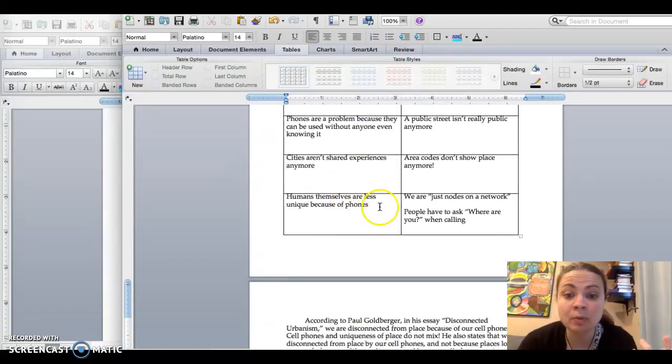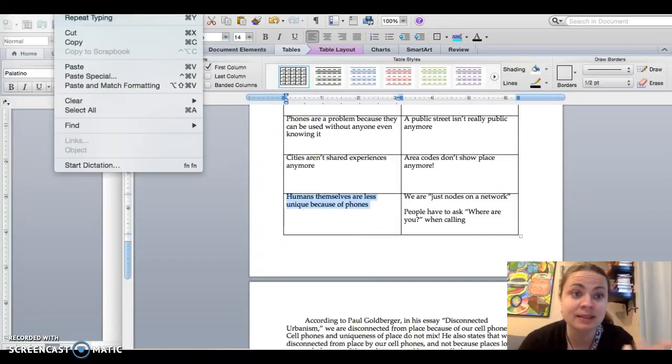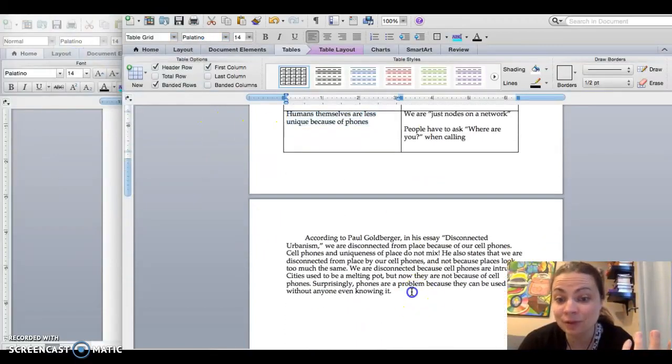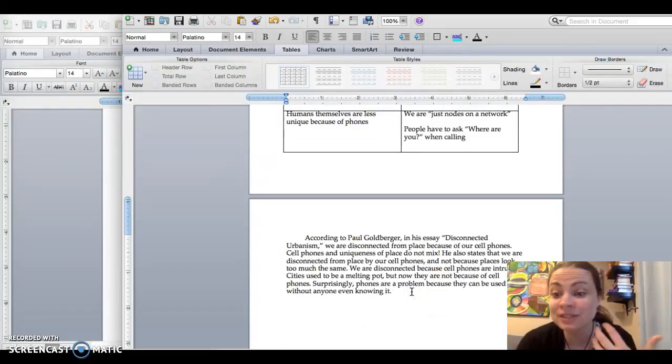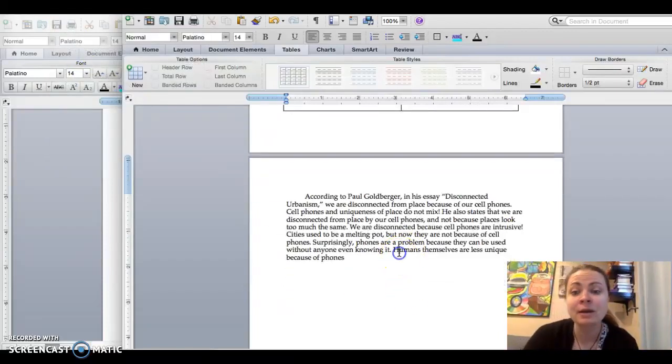And then his concluding point is that humans themselves are less unique because of phones. So that's a new point that he's making at the end of his essay. Not just that phones are a problem, but that we ourselves are becoming a problem. We ourselves are less unique because of phones. So I'm just going to say that, and perhaps I'll use the word finally as a nice transition word there.